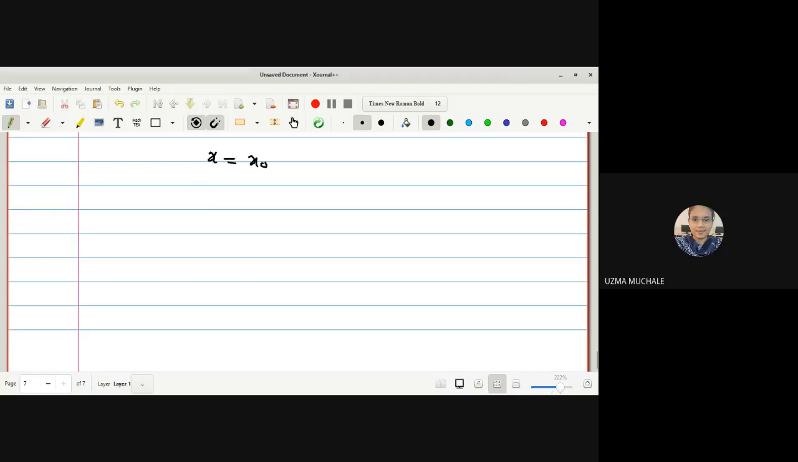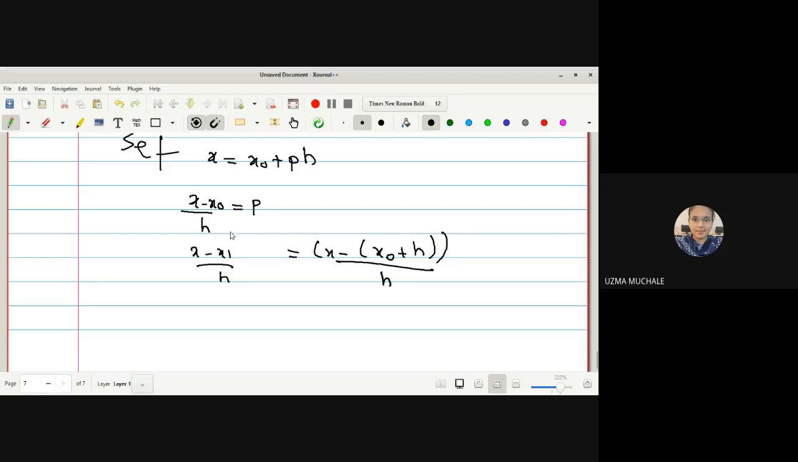x is equal to x naught plus ph. We are going to set x is equal to x naught plus ph. So x minus x naught divided by h will be p. Similarly, x minus x1 divided by h: the value of x1 is nothing but x naught plus h. How have we found this? From xn is x naught plus n into h. So we can get x1 is x naught plus h, x2 is x naught plus 2 into h, and so on.